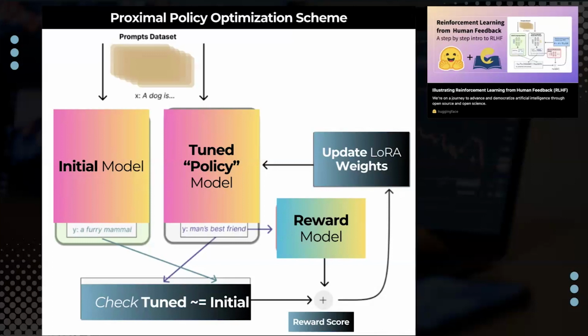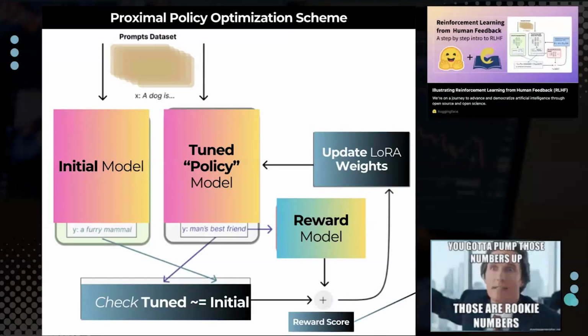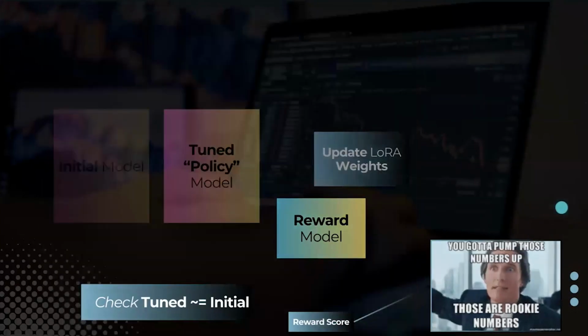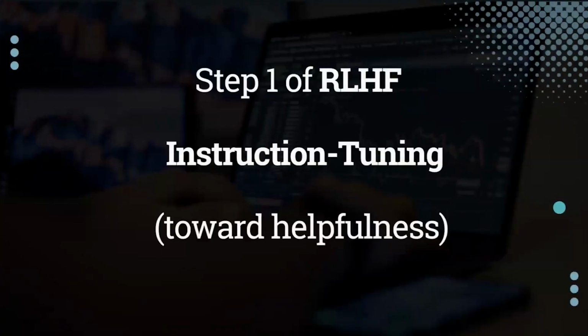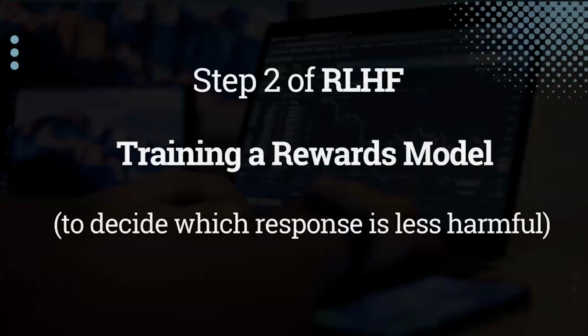Turns out alignment is sort of a general technique, and it's typically used for harmlessness. That's where we're starting today. But either way, whether we use it for harmlessness or some other objective by using some other data set, we want to pump up these reward numbers. Okay, so step 1 is instruction tuning. Make it helpful. Step 2, training the rewards model. We want to decide which response is less harmful.